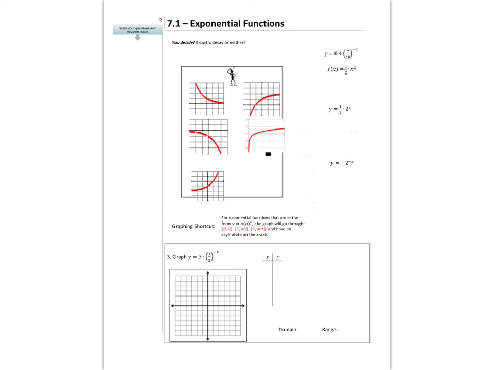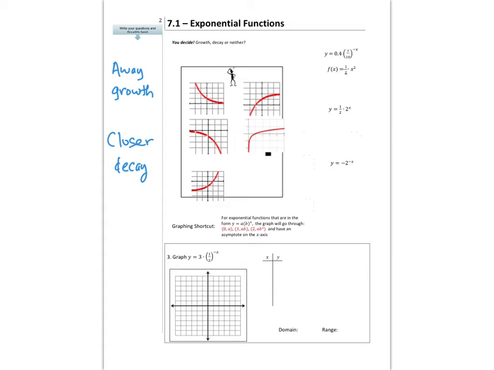Now on this page, they're wanting you to recognize or be able to identify if it is growth, decay, or neither. So when we're looking at these particular graphs, and of course it's wanting you to do it on your own, you just have to remember that if it's going away from the asymptote, then it's a growth, even if it's upside down. And if it's getting closer to the asymptote, then it's decay.